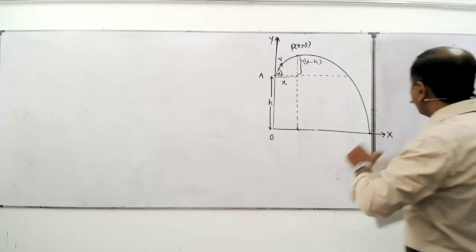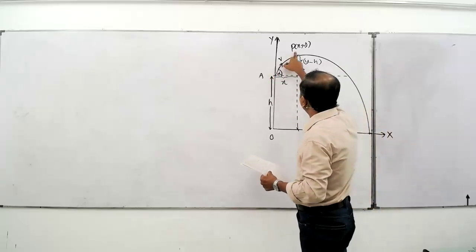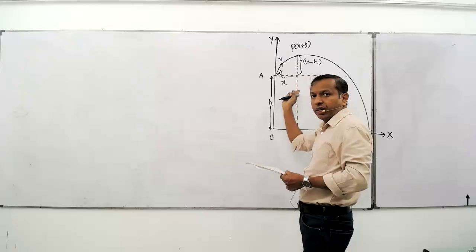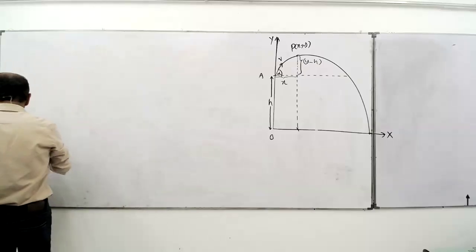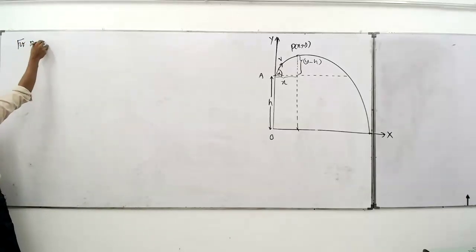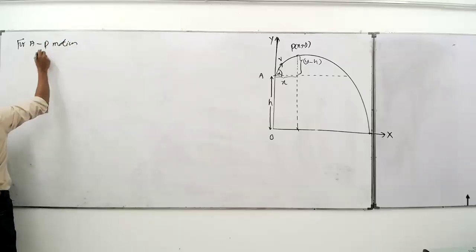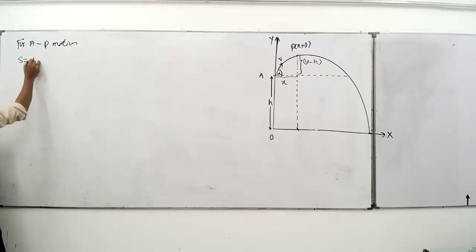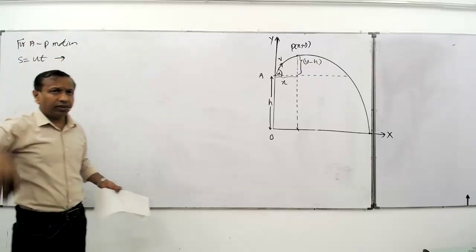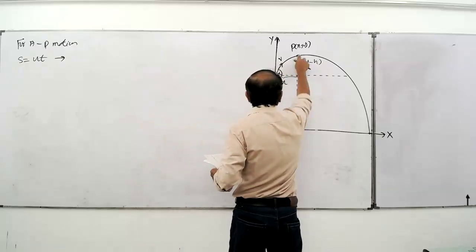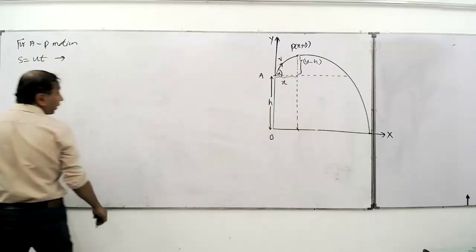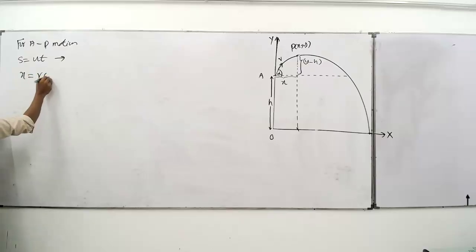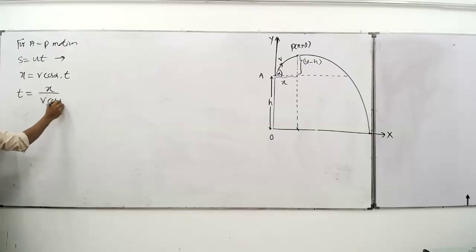Now we take the motion from A to P. We apply s equals ut for the horizontal motion, and s equals ut plus half at squared for the vertical motion. For the horizontal motion, when it moves from A to P, the horizontal displacement x equals the horizontal velocity times time t. x equals v cos alpha t. So t equals x over v cos alpha.